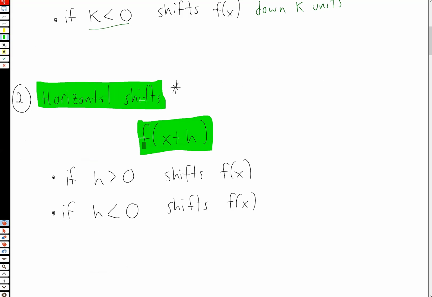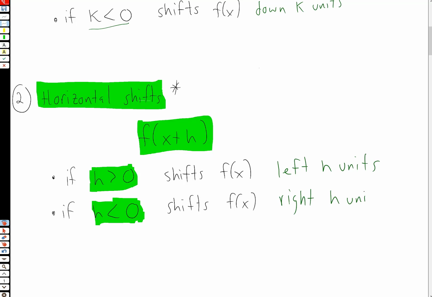Okay, so f of x plus h. Again, notice that the h is inside of the function. Okay, it's right next to the input. Now, if h is greater than 0, and this is where you want to be very, very careful, it does the opposite of what you may think it should do. So h being greater than 0, this is going to shift f of x to the left h units. Whereas if h is less than 0, so it's a negative number, then it shifts our graph to the right h units. Again, let's go ahead and see this in action.